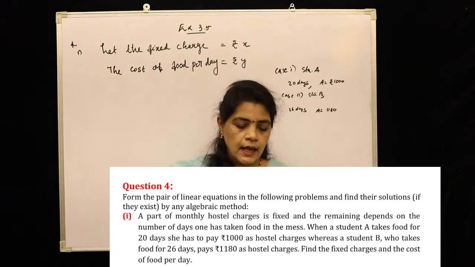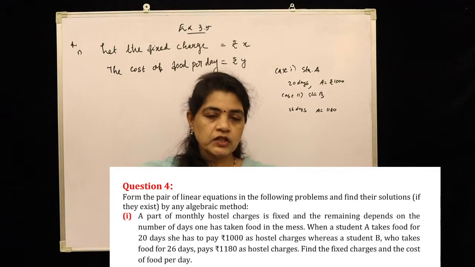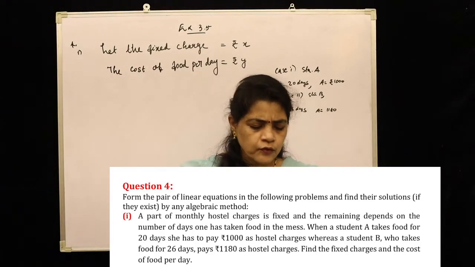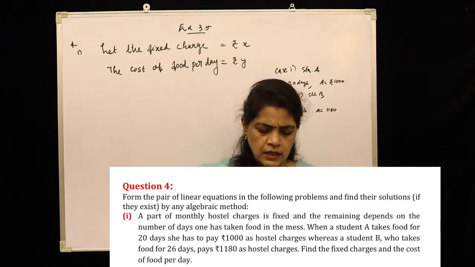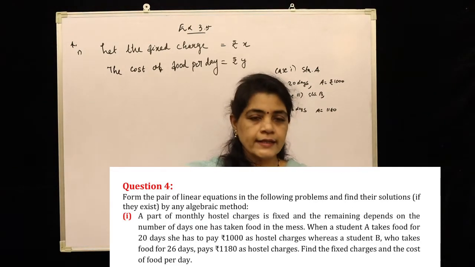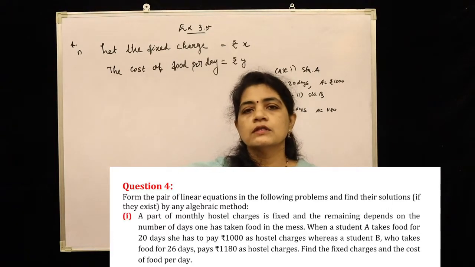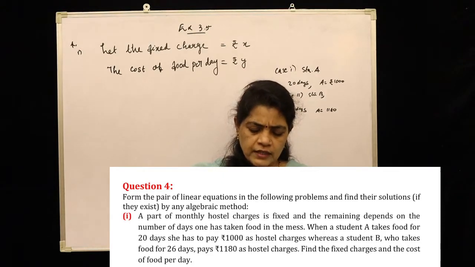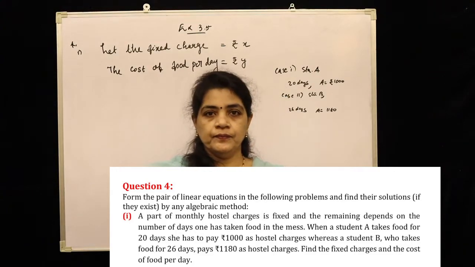is fixed and the remaining depends on the number of days one has taken food in the mess. When a student A takes food for 20 days, she has to pay rupees 1000 as hostel charges, whereas a student B who takes food for 26 days, she has to pay rupees 1180. And what is asked? Find the fixed charges and the cost of food per day.